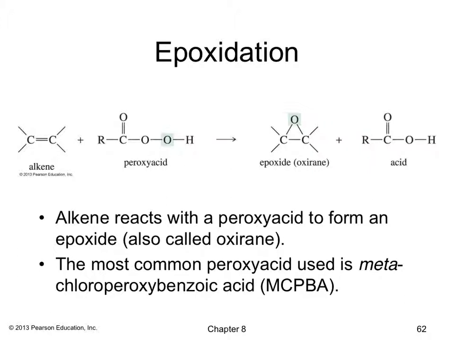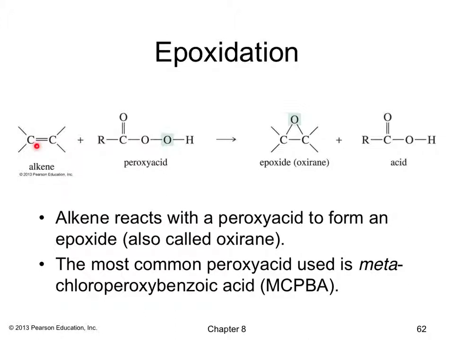Epoxidation. So epoxidation can happen with alkenes. Epoxidation requires the use of a peroxy acid. So it's an acid with an additional O, so that's why it's called peroxy acid. And it forms what is called an epoxide. It's like that cyclopropane, but instead of a CH2 or a CBr2, you have over here an oxygen. It's called an epoxide or an oxirane, and then it generates an acid.